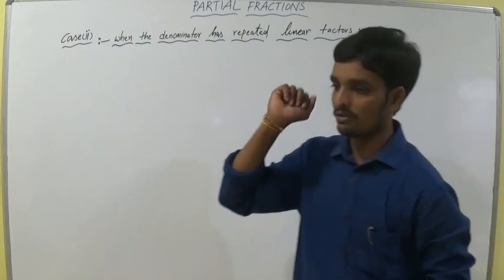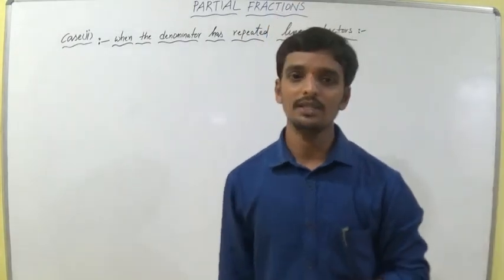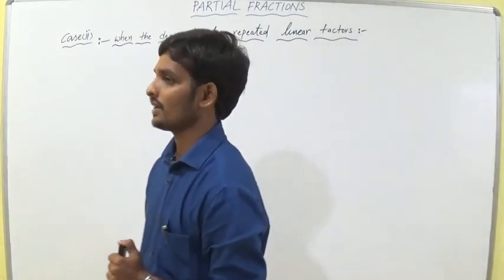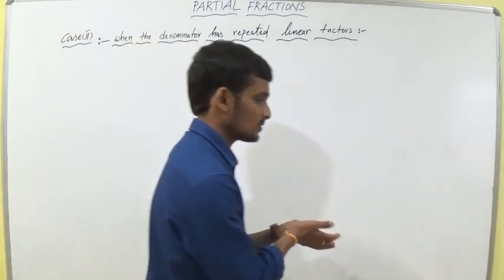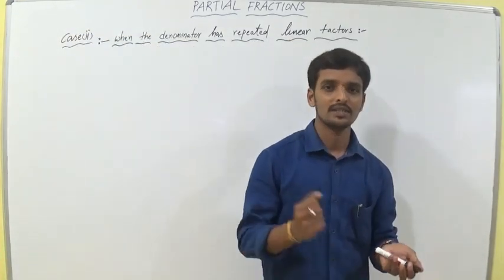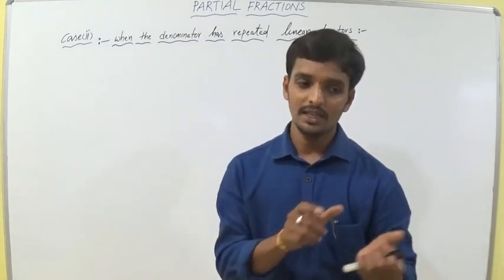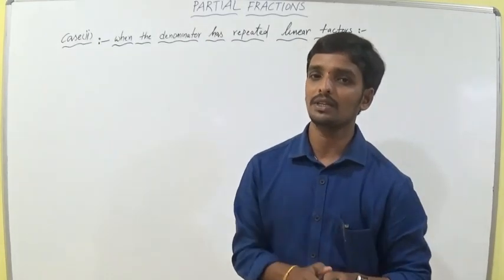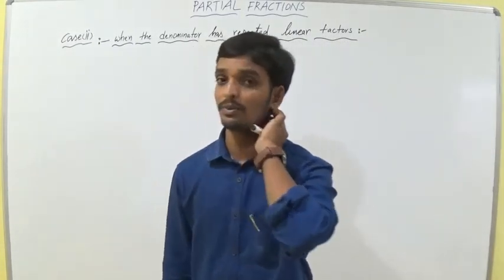So you may have a doubt in your mind. What are repeated linear factors? What is a non-repeated linear factor? Non-repeated linear factors we have completed already. That means x minus 2 is one of the factors of g of x, and x minus 3 is one of the factors of g of x. These two are linear factors, but they are not repeating.